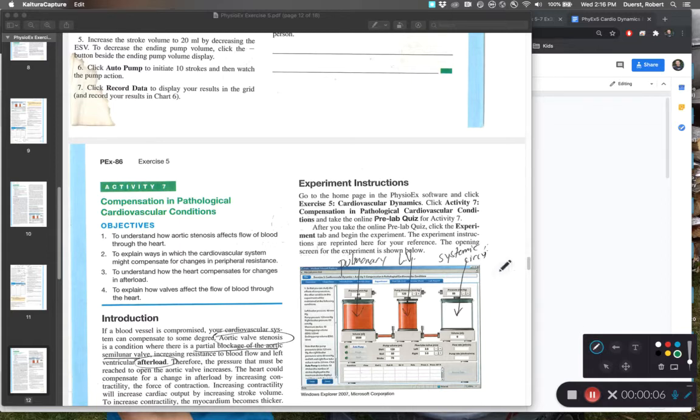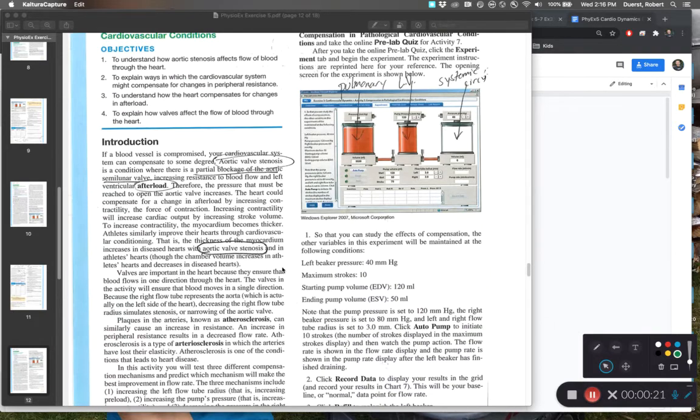Hi class, in this recording we are going to be focusing on PhysioEx exercise number 5, activity number 7, how we compensate based on pathological conditions or disease states in our heart and cardiovascular system. As we look at this activity, there's some key terms that we need to emphasize.